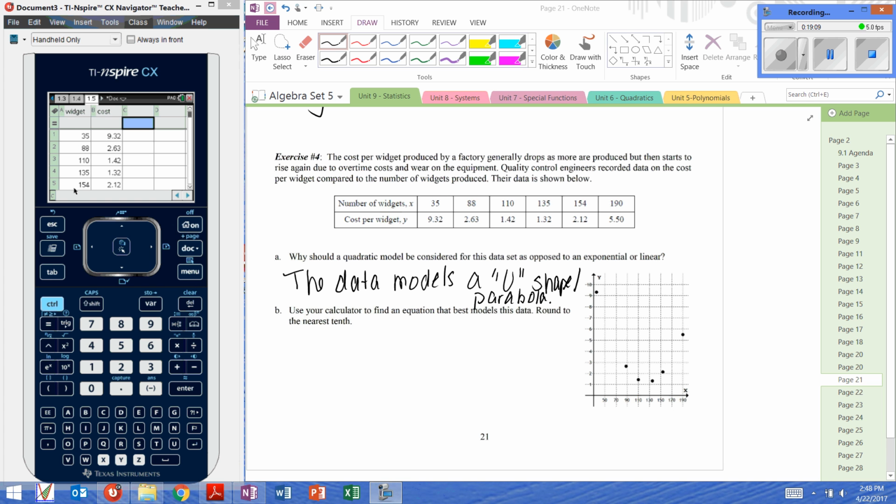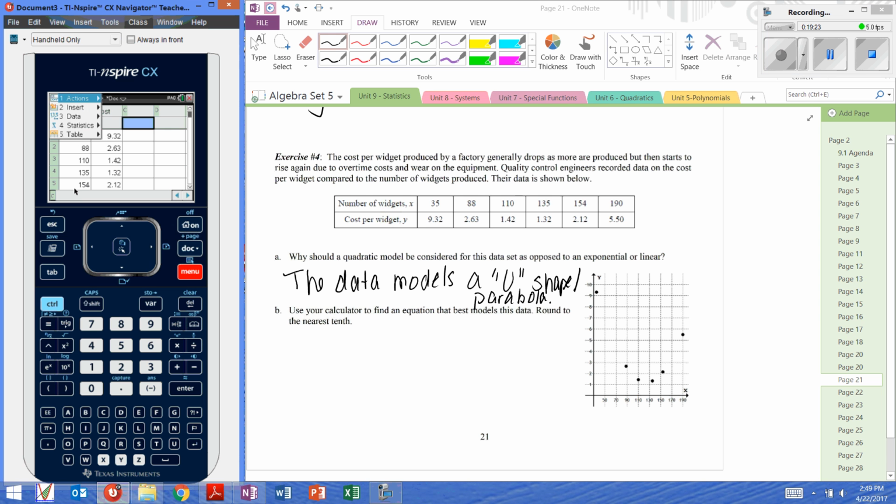Now, as you can see for part B, I have already typed all of my data into the calculator just for time purposes. What we need to do is find an equation that models this data. So you guessed it, we're going to go into that equal sign in the C column, menu, stat calculations, and in this case, we're not going to do a linear, we're not going to do an exponential, we are going to do a quadratic regression.